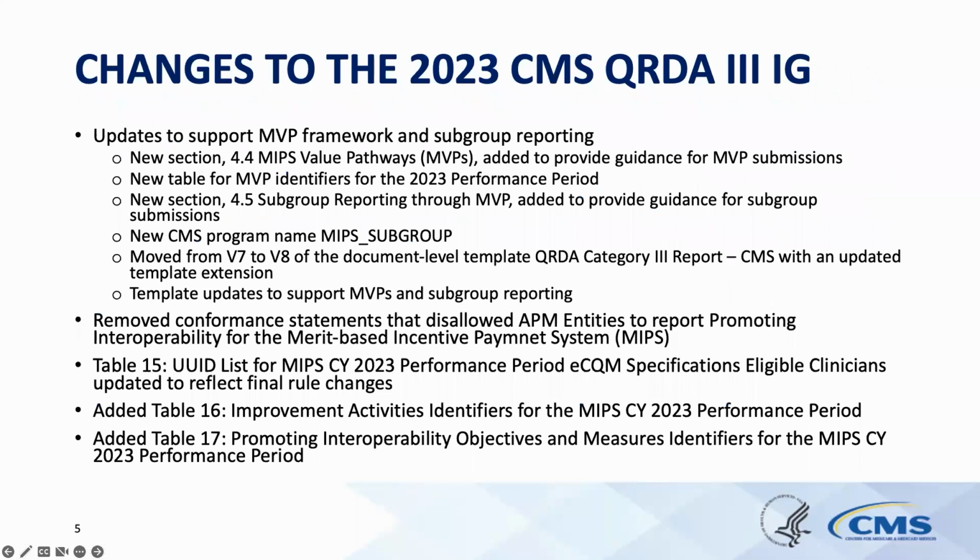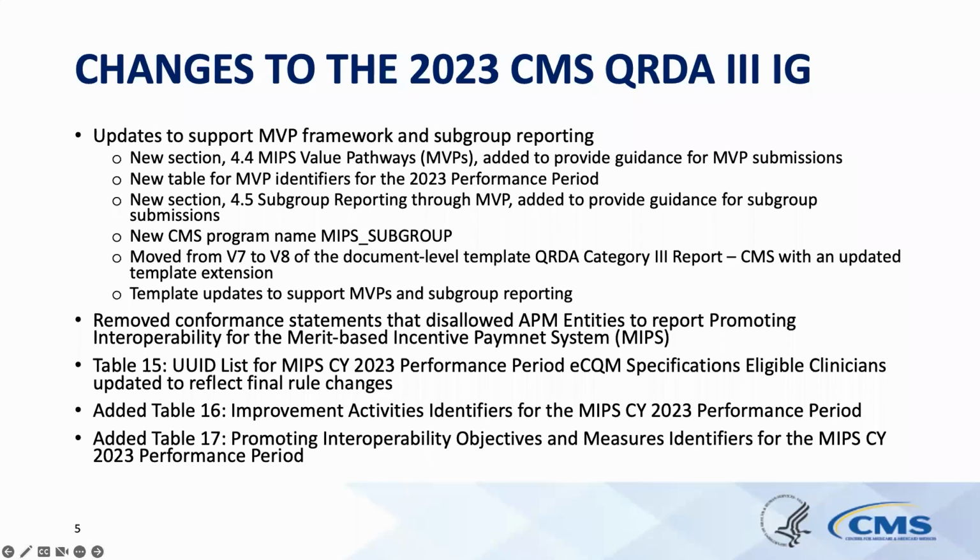Next slide, please. I'm going to turn it over to Yan Harris to talk about the specific changes that were included in the IG. Yan? Yeah, thank you. So the updated 2023 CMS QRDA-3 IG now supports the MVP framework and subgroup reporting. A new section, MIPS value pathway, is added to provide guidance for MVP submissions. There's also another new section, subgroup reporting through MVP, to provide guidance for subgroup submission.